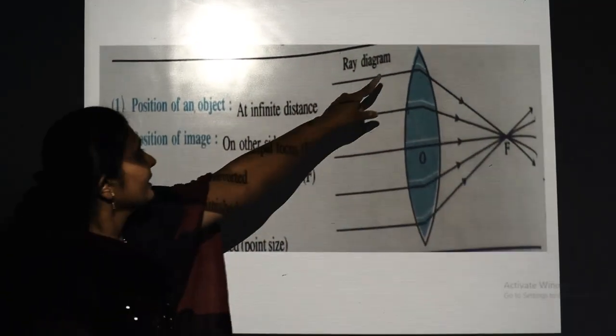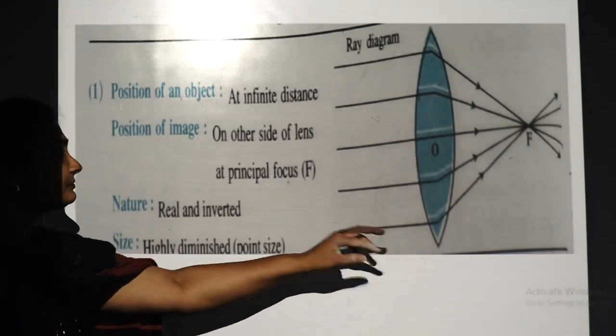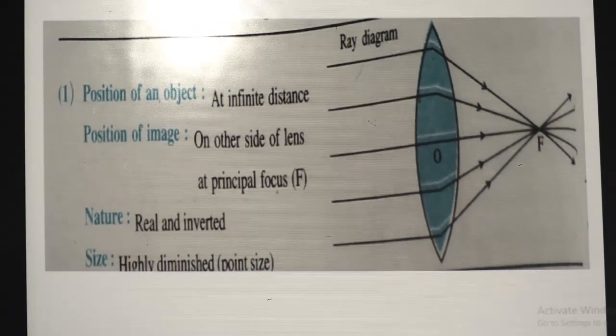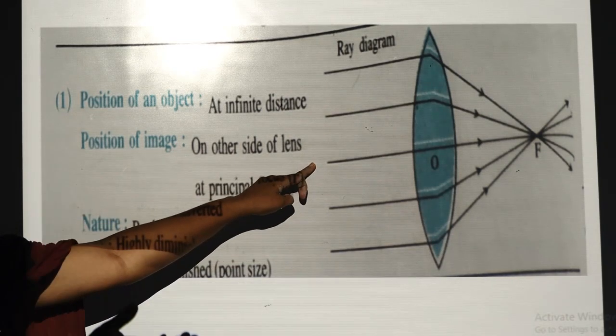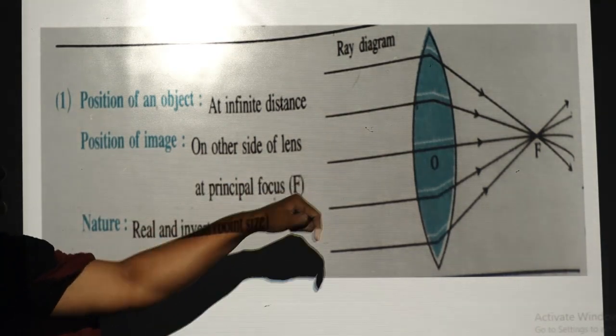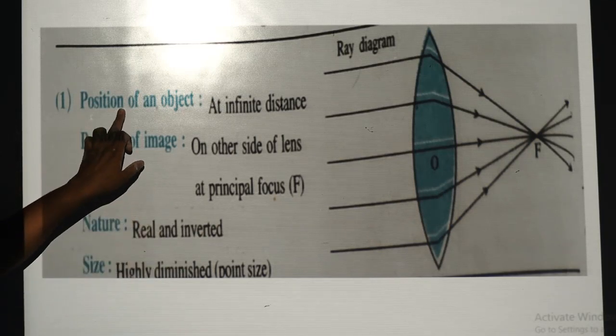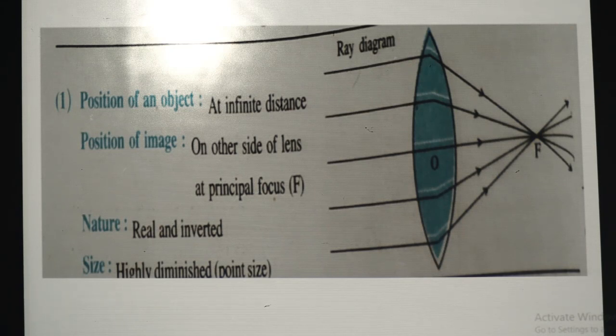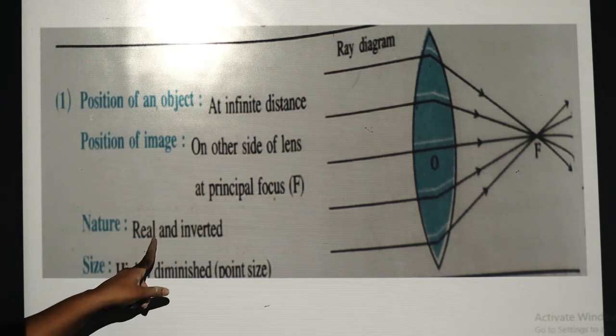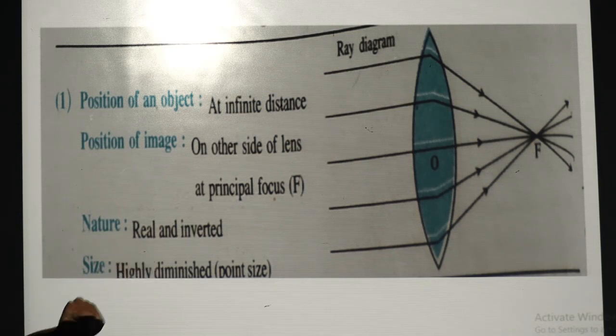In the diagram, this is the convex lens. All the rays which are parallel to the principal axis, after refraction, pass through the focus point. Now the position of the object is at infinite distance, and the position of the image you can see at the focus point. What is the nature? Rays actually meet, so we get a real and inverted image. And what is the size? It is highly diminished, point size.